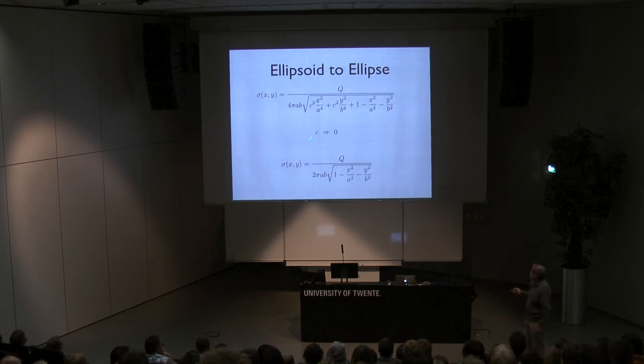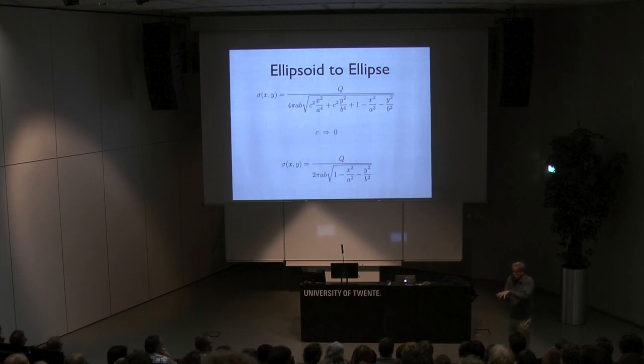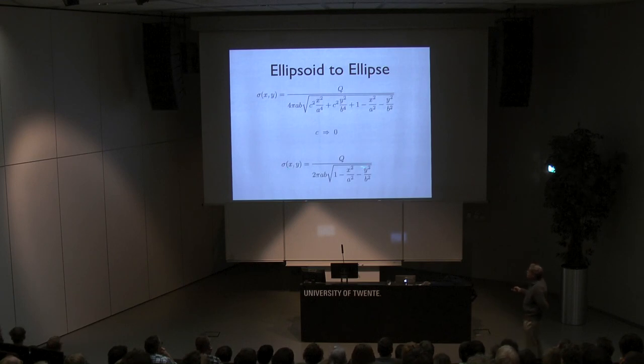If you're looking very carefully, you'll notice that I also multiplied by 2 instead of a 4 there. This is now a 2. Do you see why that's true? Because when I squash this ellipsoid down, I now have the top surface coinciding with the bottom surface. So the net charge density at each point is twice what it would have been for just the top surface alone. Okay, so there's the formula for the charge density on a conducting elliptical plate.